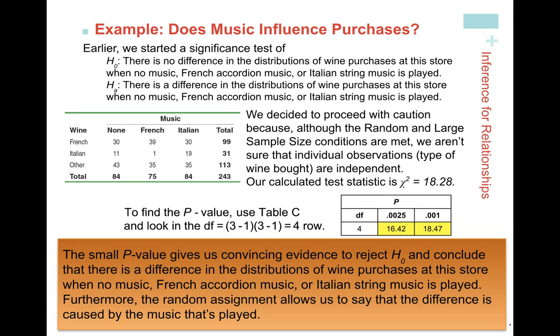So here's our example again of the type of music that's being played and the type of wine that consumers are purchasing. So the null and alternative hypotheses. The null hypothesis is there's no difference in the distributions of wine purchases at the store. Alternative, there is a difference. And I'll show you how to write these.